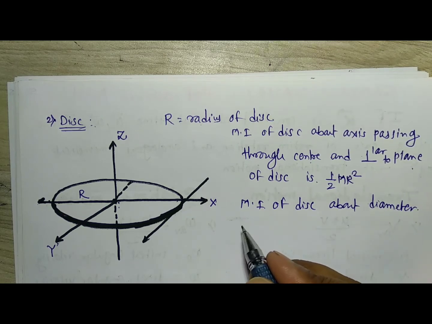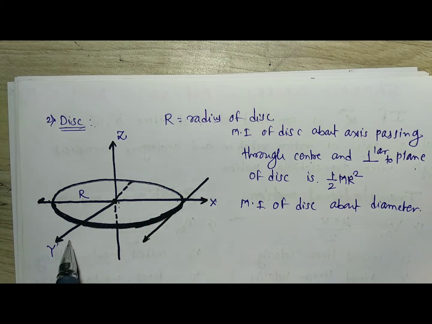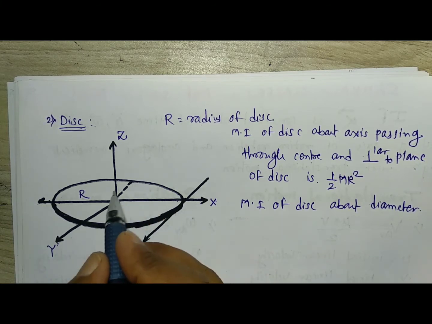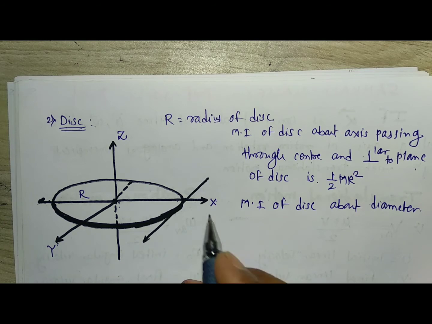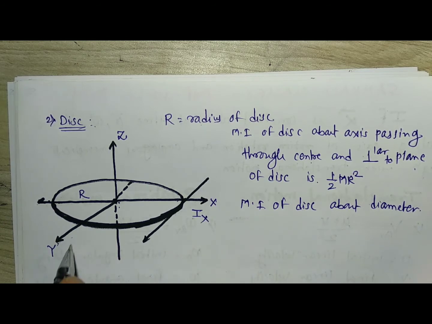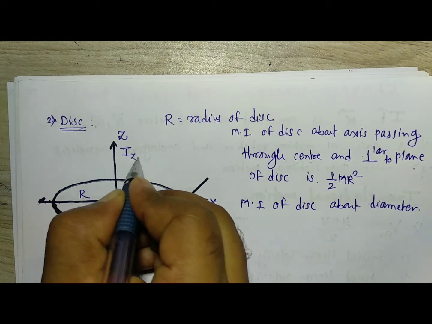First of all, you have to calculate the concentration. We know that this is the x-axis, this is the y-axis, and the x-axis and y-axis also work as diameters. Therefore, the moment of inertia about the x-axis is Ix, about the y-axis is Iy, and about the z-axis is Iz.